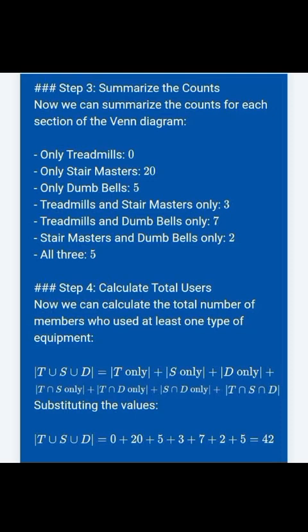Then we can make a summary of the counts that we have calculated. Those who prefer treadmills only, we got 0. The stairmasters only, we got 20. And those who prefer dumbbells only, we have 5. And the rest as you are seeing them.